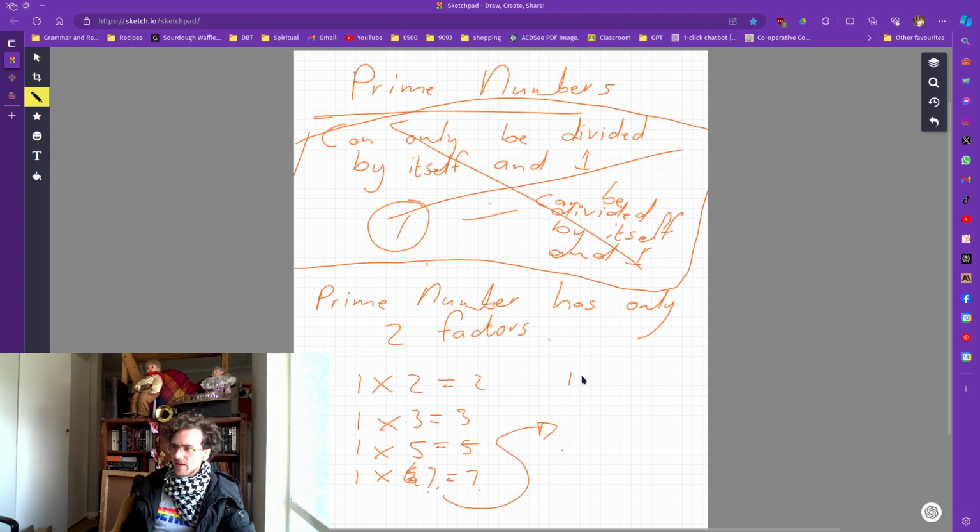Okay, so if we take it from there, what about 1 times 6? That gives us 6. But are there any other factors of 6? Yeah, because we've got 2 times 3. So now 6 actually has 4 factors. Therefore, it cannot be a prime number. A prime number probably has a symbol, but I do not know the symbol.